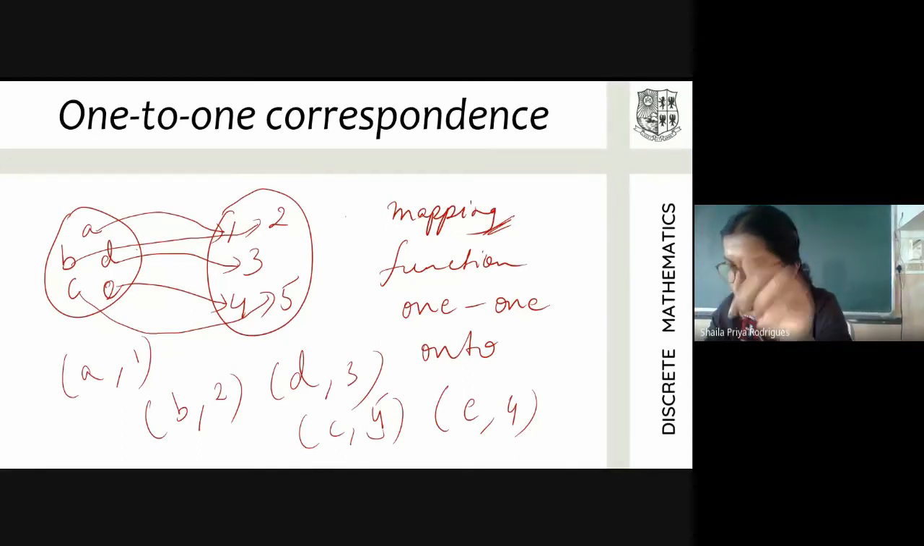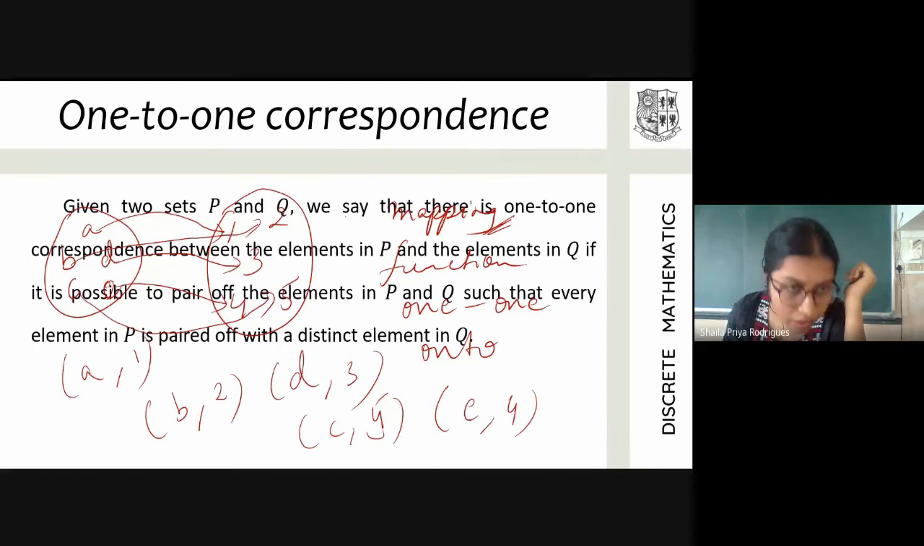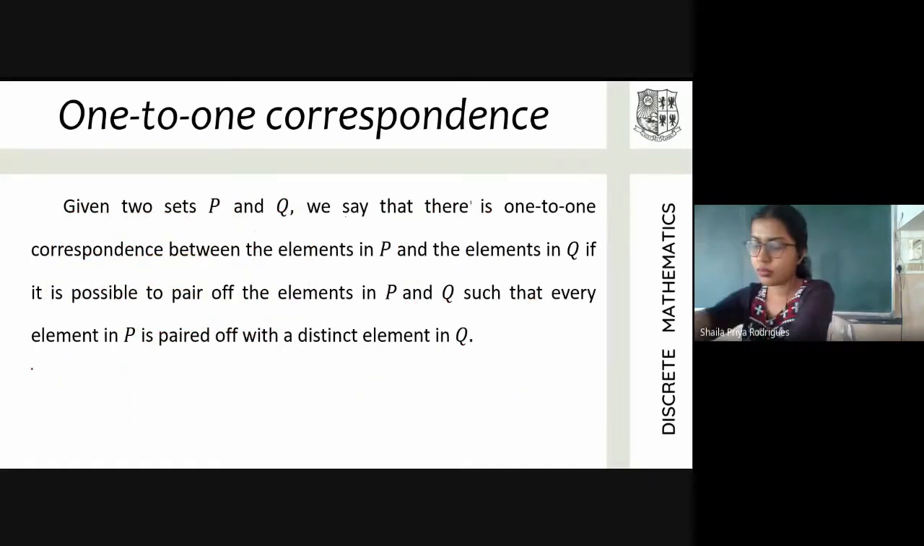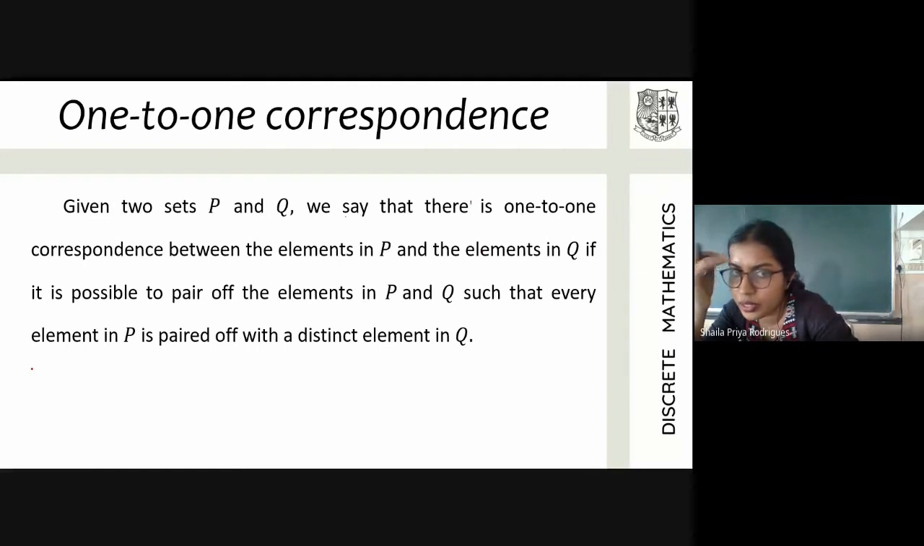Okay, so now I want you to write the definition. Please write down this definition. Given two sets P and Q, we say that there is one-to-one correspondence between the elements in P and the elements in Q if it is possible to pair off the elements in P and Q such that every element in P is paired off with a distinct element in Q.